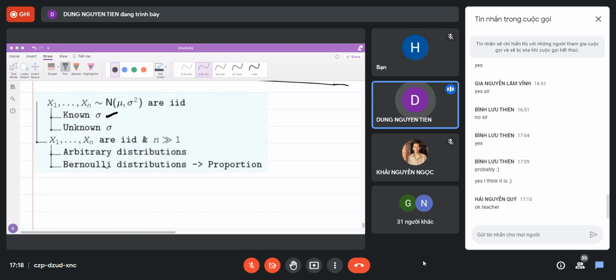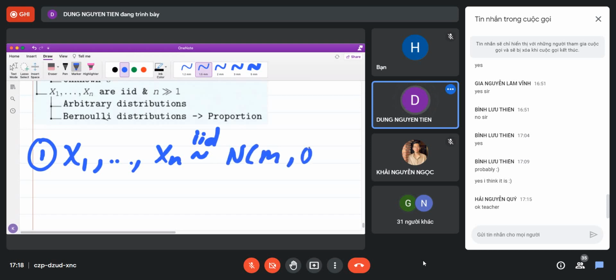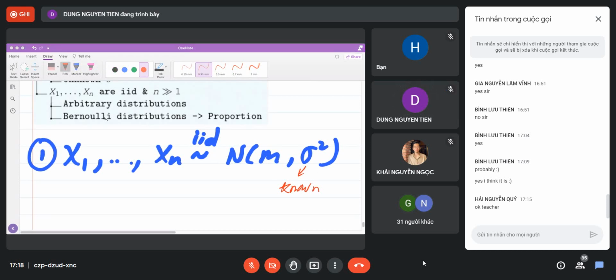All right. Let's start with the first example. The first case is that all the xi are independent and follow the same normal distribution with the same mean and the same variance. And you know the population variance. All right. Are there any questions so far?